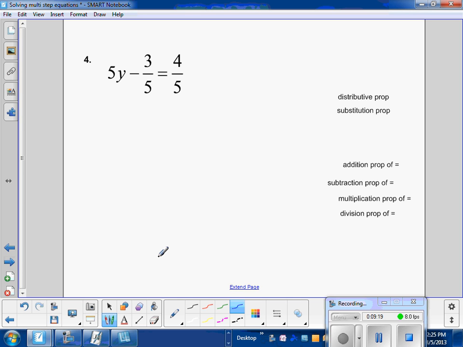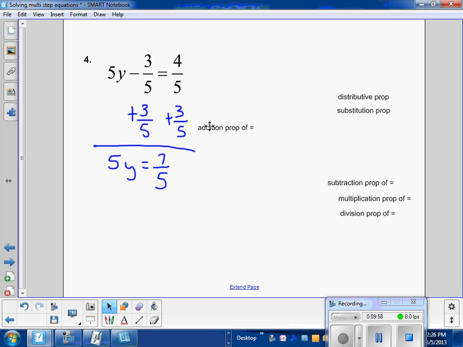Number 4, 5y minus 3/5 equals 4/5. So here we are with a fraction. So this is maybe more of a two-step, but it's a fraction here. So we want 5y by itself. So we're going to add 3/5 to both sides. So 4/5 plus 3/5 is 7/5. Okay. So we use the addition property.